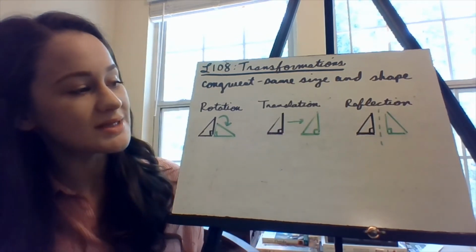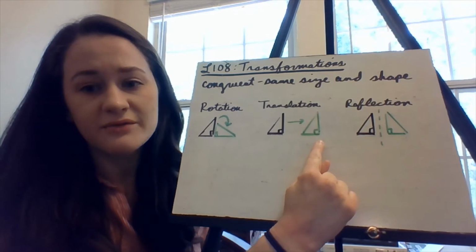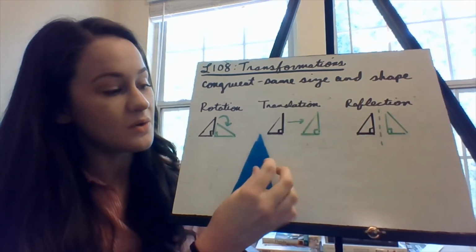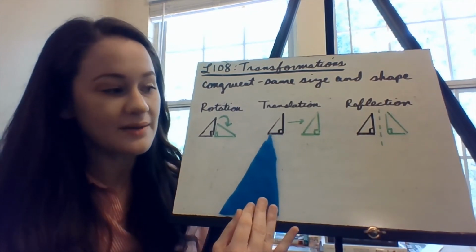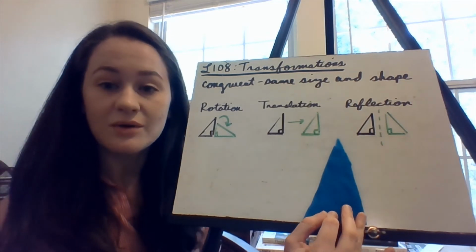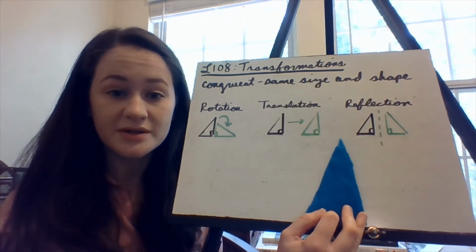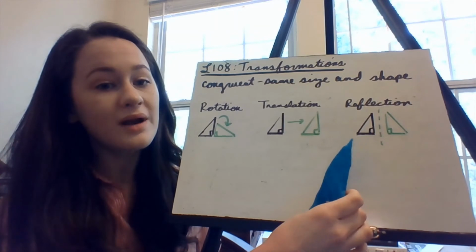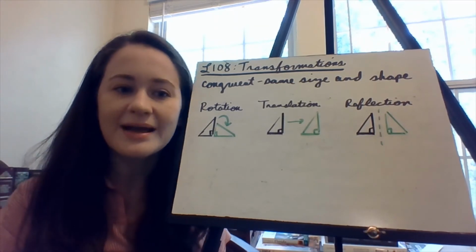If we're working with a translation, that means we're sliding it from one spot to the next. So I would take my triangle and I would simply slide it over to the side, and that would be our translation. For our reflection, you can think of that like a mirror image.